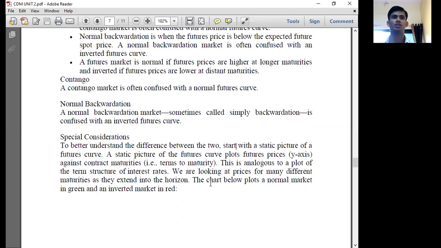What is normal backwardation? The normal backwardation market is sometimes called a simple backwardation. It is confused with the inverted future curve. In normal backwardation, the rate simply goes backward, the rate decreases. So today's market rate of any goods is 7 rupees, and tomorrow it will be 5 rupees. Then you are confused about that.